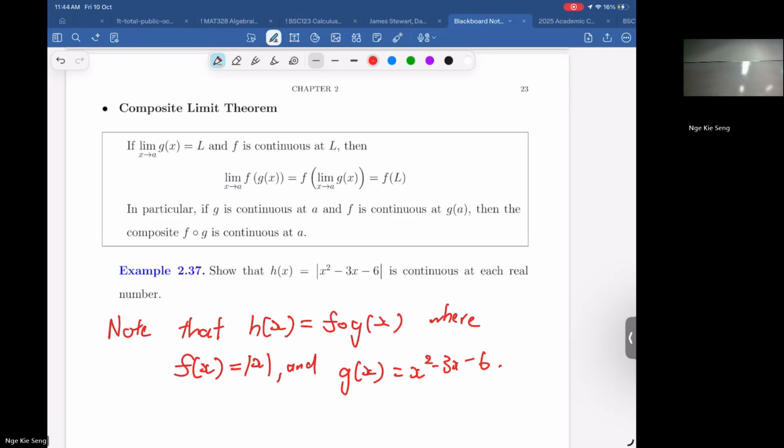Okay, can I swap the order? Can I do f first and then do g? You remember what I drew just now? f is absolute, g is quadratic. If I do f first, then g, what happened? Everything inside, every variable inside the quadratic becomes absolute value. So it's a different function already.